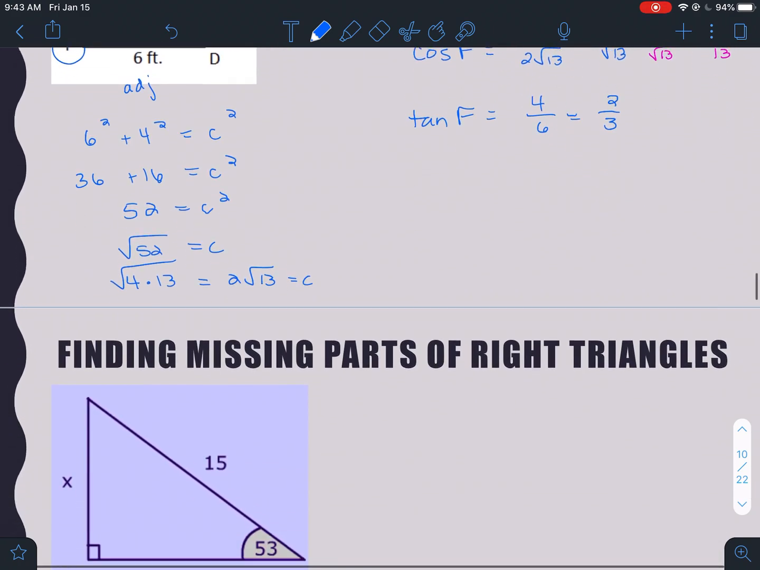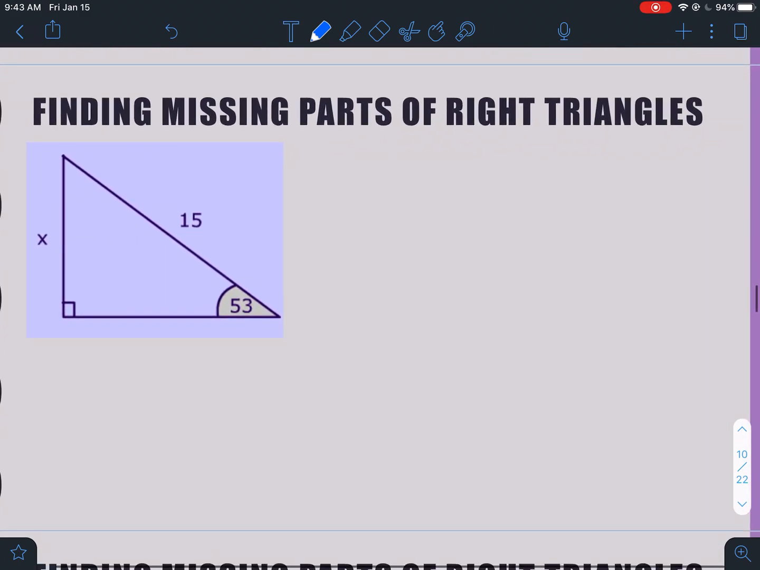So how do we use these ideas to find the missing parts of right triangles? So what's missing in this right triangle? Well, we're missing x. We can call this side y. And then we're also missing this angle up here, which we could call z.